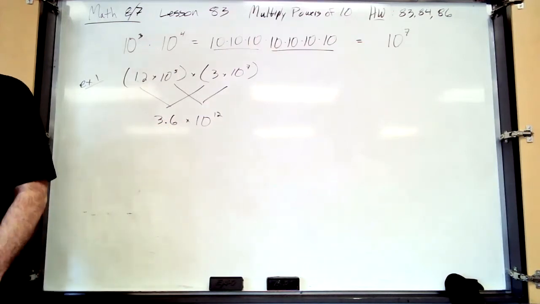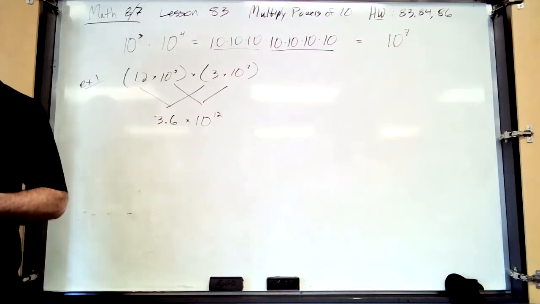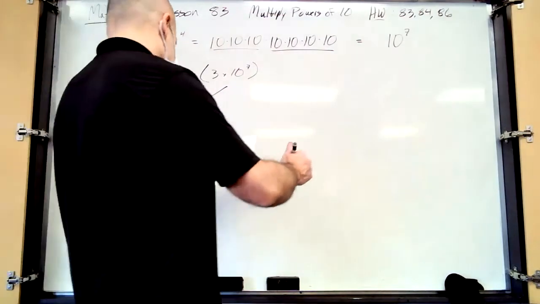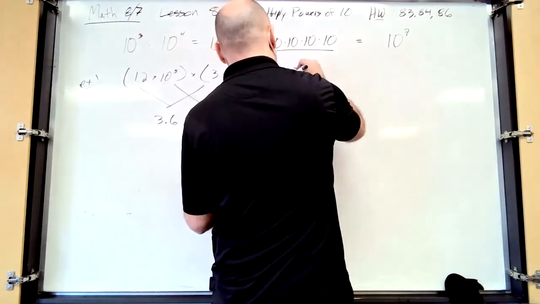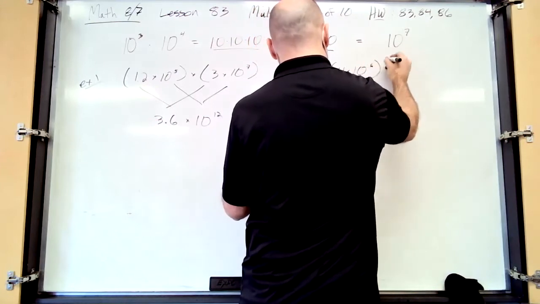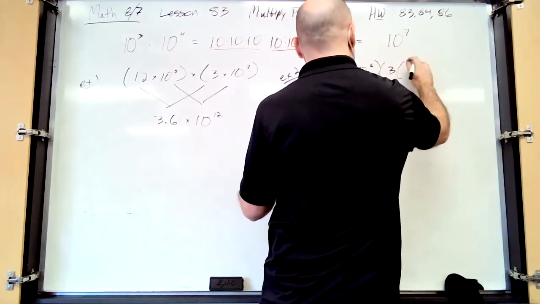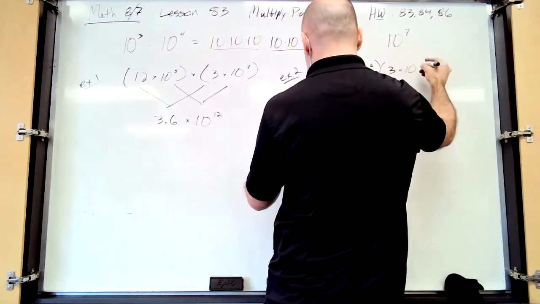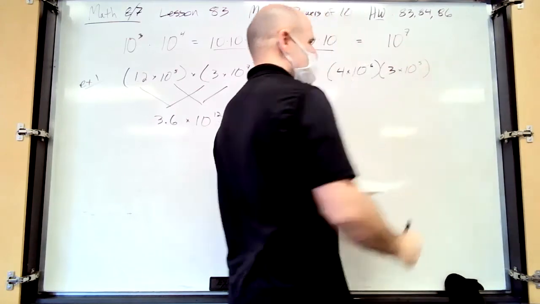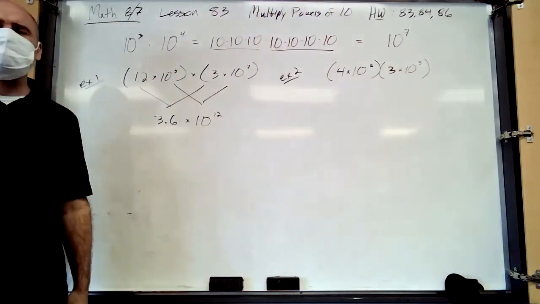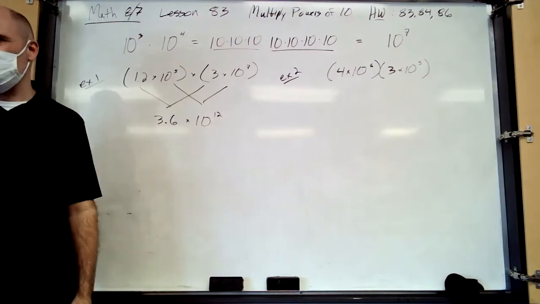All right, let's try another one. This time, we are not going to end in scientific notation, and we have to put the answer in scientific notation. So here's example 2. 4 times 10 to the 6th times 3 times 10 to the 5th. Okay, so you can probably do the first part in your head. What do you get when you do the first part, Grace?